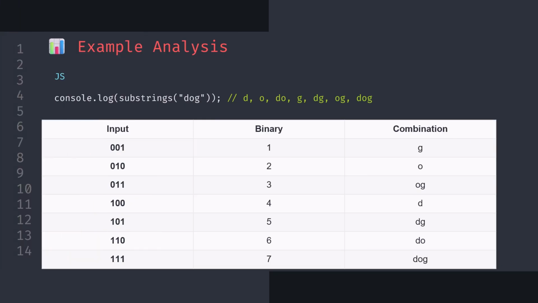Here's how the function works for the string dog. Each binary number maps to a unique selection of characters. This ensures that every non-empty combination is generated exactly once. It is predictable, efficient, and avoids duplicate logic.